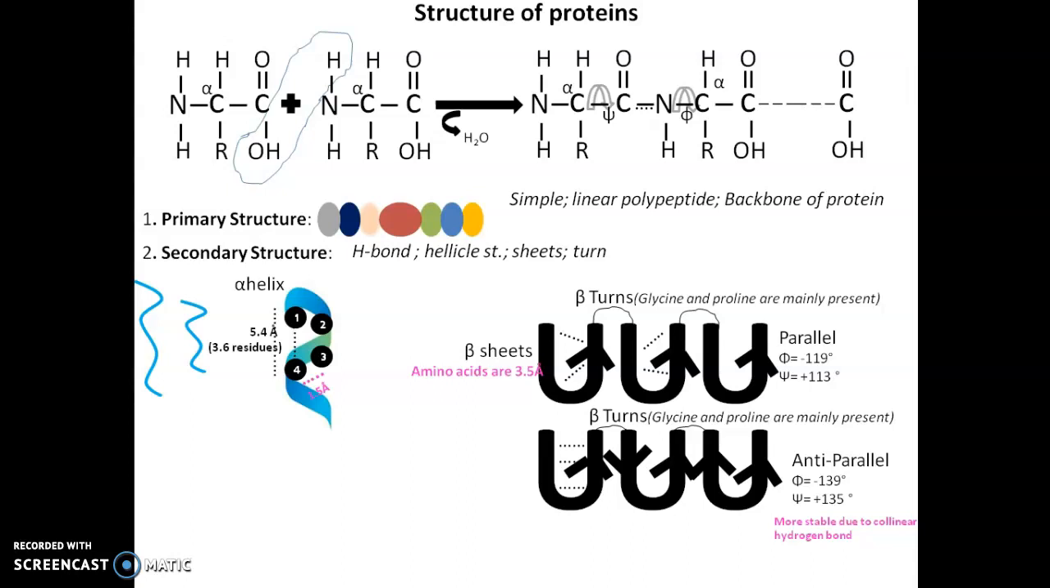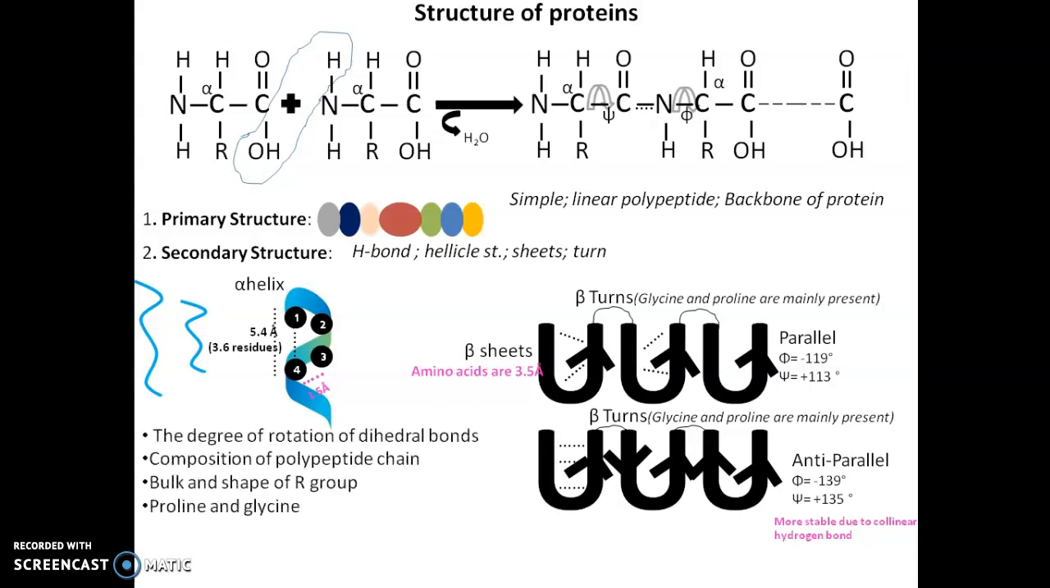So, a stable structure of protein depends upon the degree of rotation of dihedral bonds and the composition of the polypeptide chain, that is, what type of amino acids are there in the structure of the protein. The bulk and shape of the R group is also one of the most important factors, and the amount of proline and glycine also contributes to the stabilization of the structure.